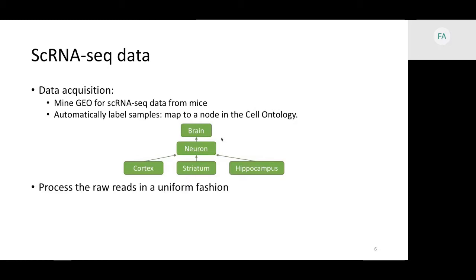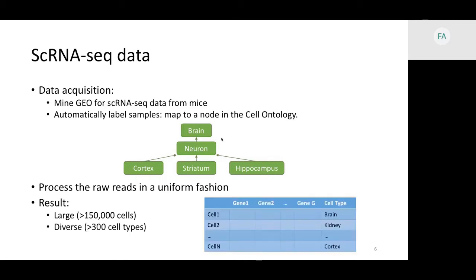What's important here is that you'd want to avoid downloading the author-published normalized data because they might have different gene sets, and pre-processing pipelines are a bit different. So what we do is we download the raw data and we normalize all of it uniformly ourselves. The result of this is a very large database. We have over 150,000 cells from over 500 different studies, and we have over 300 different nodes that we've mapped cells to.